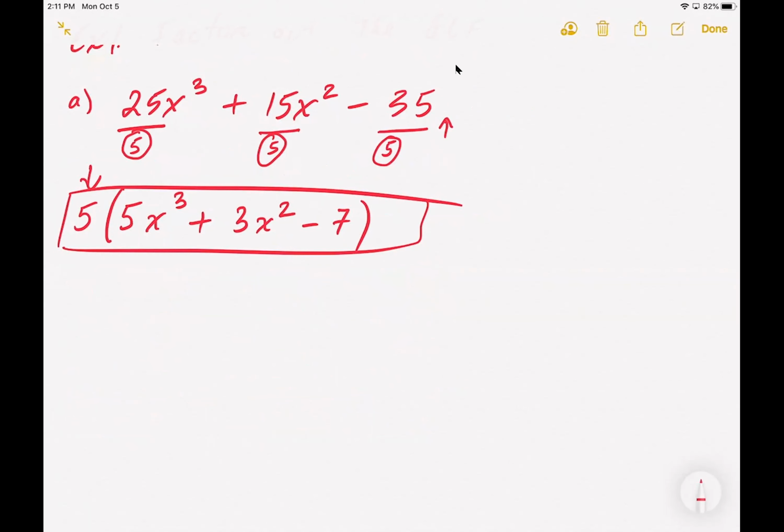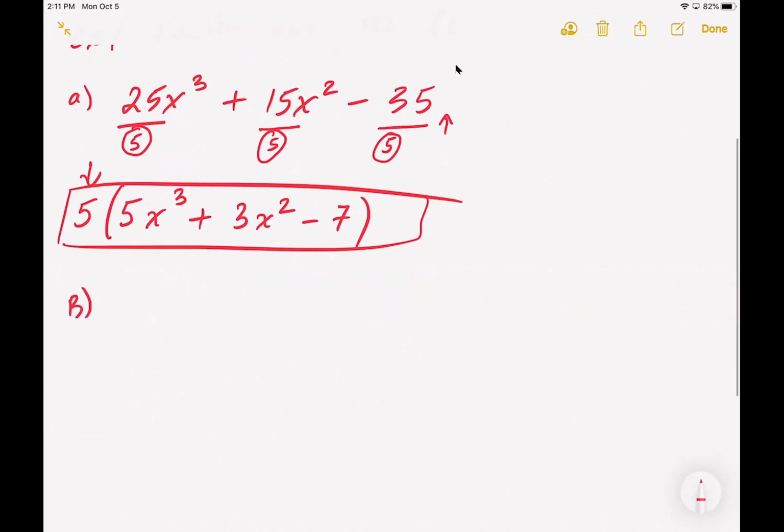Okay, so if we take a look at B, let's say we have 36x to the 4th minus 16x to the second. Between 36 and 16, you ask yourself, what do they have in terms of a common divider? What is the biggest common divider you have?